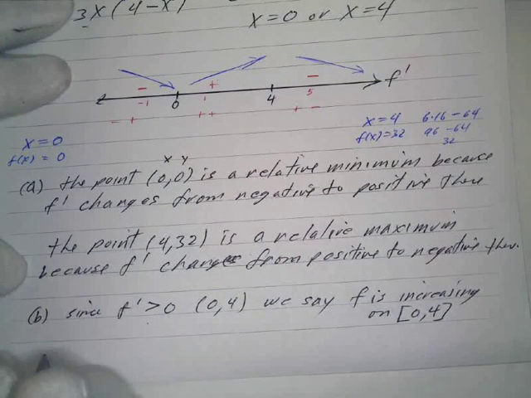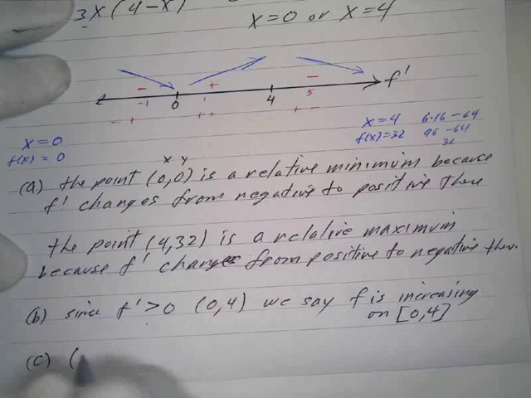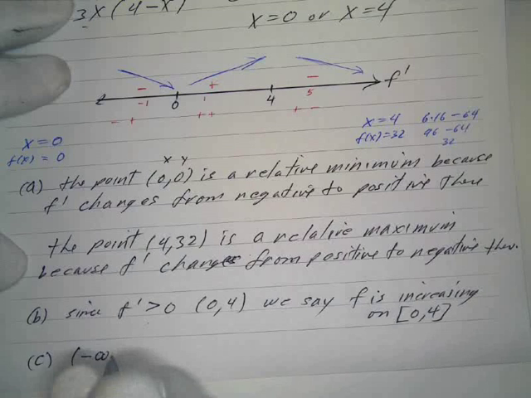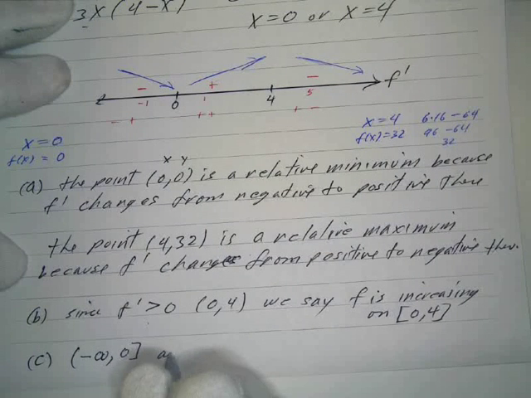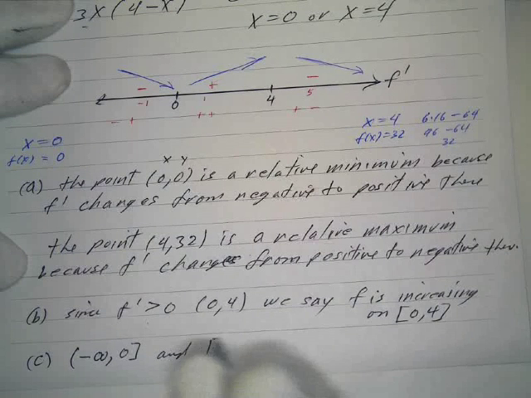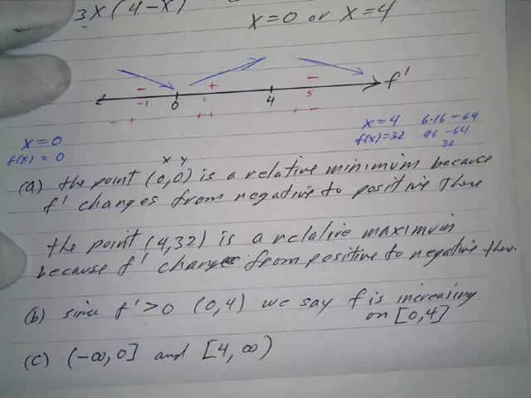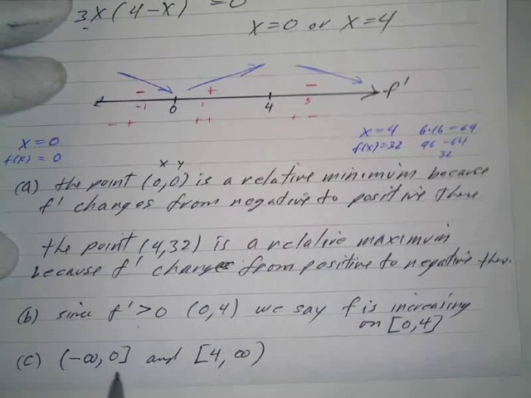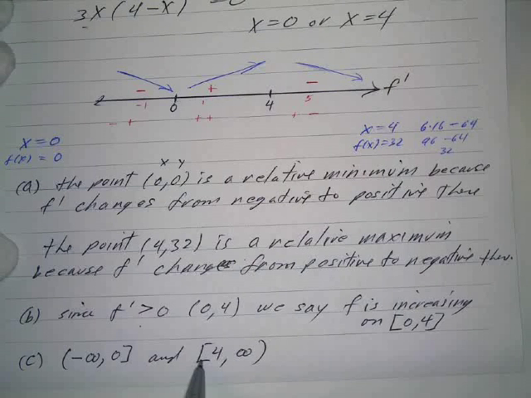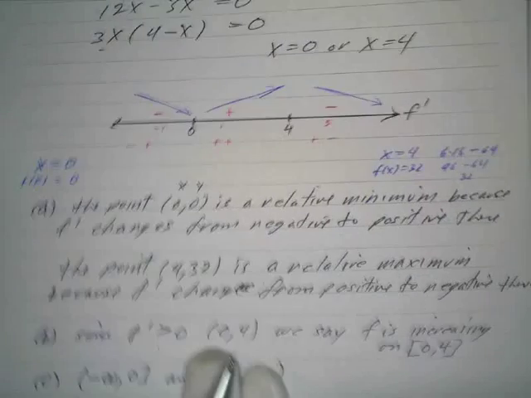And then letter C, when is it decreasing? Well, it's going to be decreasing. Now, infinity is always open, so negative infinity to 0, and that will be, again, closed. And from 4, closed at 4, and then open to infinity. Because, again, these are the endpoints, so we give the endpoints. Even though the derivative is 0, we say that it's decreasing on this interval. So that's a little bit of a notation issue with that.